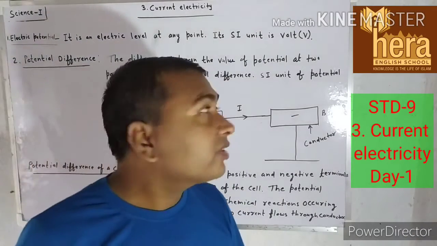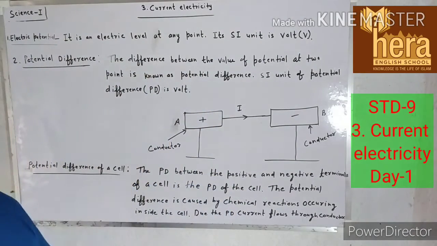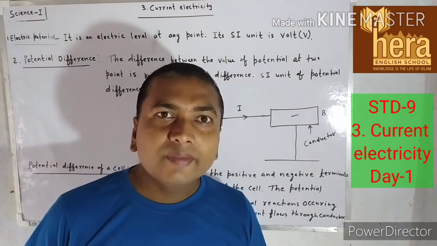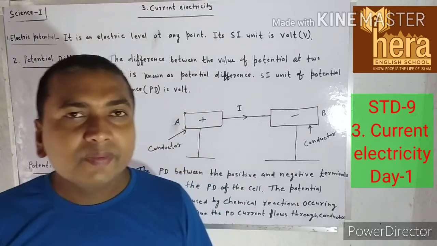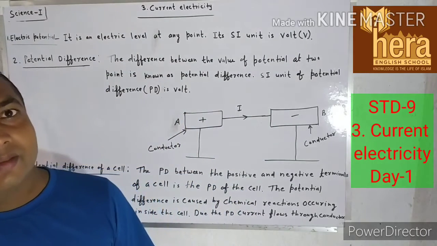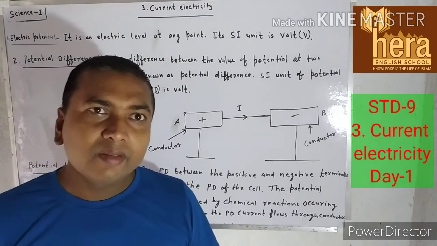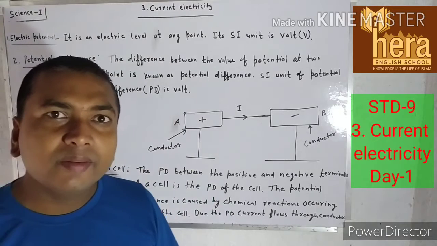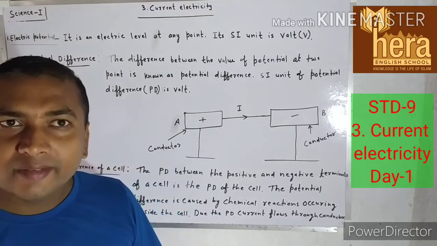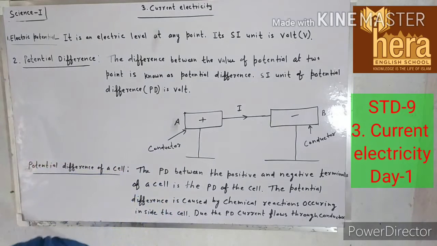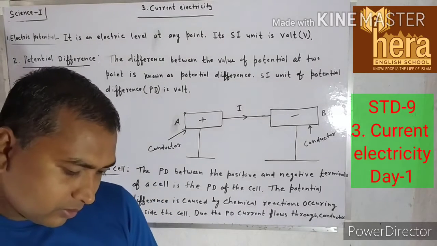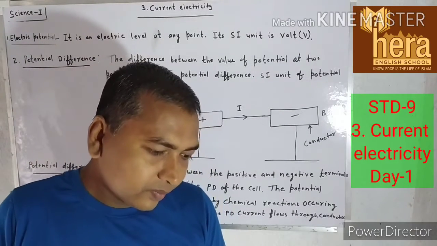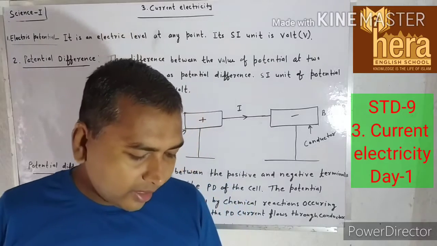So today we are going to start chapter number 3, that is current electricity. Today we will discuss what is conductor, what is insulator, what is cell, what is battery, what is electric potential, what is potential difference, and the concept of free electrons and electric current, etc.